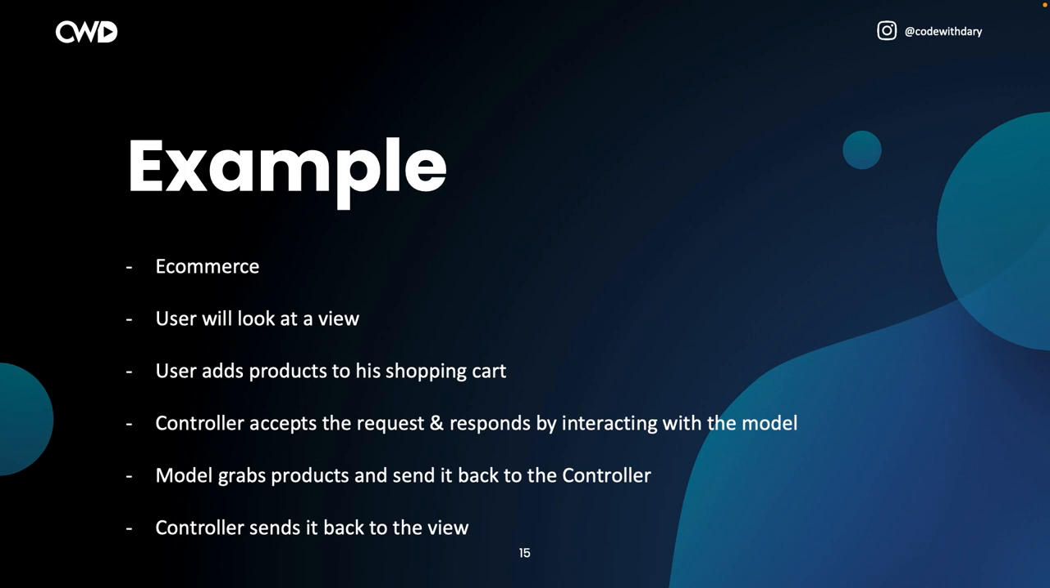What the controller will do then is respond to the request by interacting with the model. It will basically say, well, hey model, can you send me information about this specific product? Then, the controller has some value stored somewhere, which then can be sent back to the view. Finally, the product will be displayed back to the user.